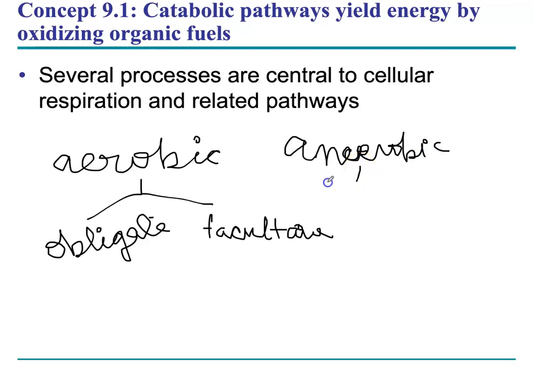Under anaerobic also you have the same things. You have an obligate and a facultative. So what does it mean to be an obligate aerobe? An obligate aerobe is an organism that can only use oxygen as its terminal electron acceptor. An anaerobic organism is an organism that uses anything but oxygen as its terminal electron acceptor.